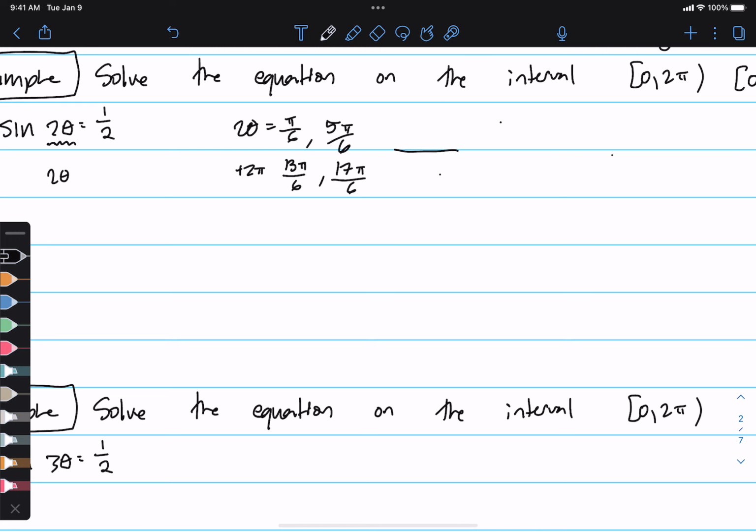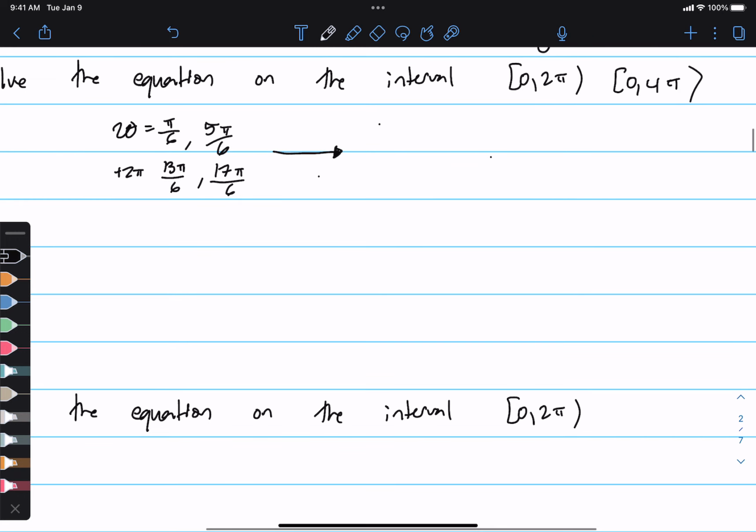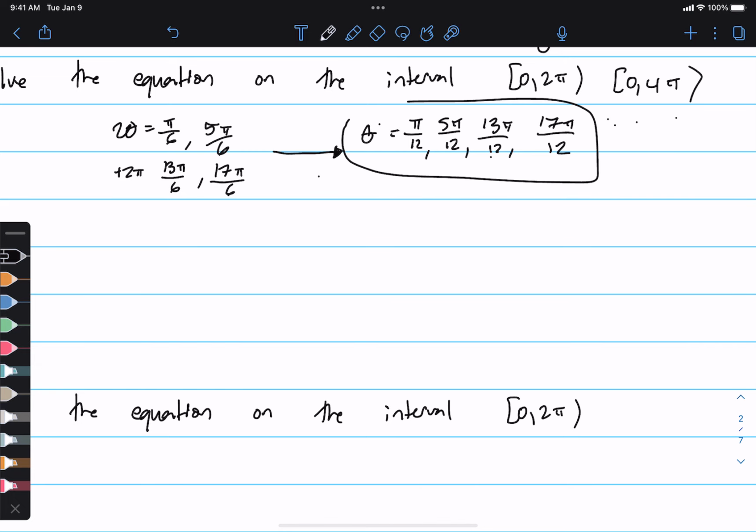And then to get back the theta values, all we're going to do is divide by 2. So that means that theta is going to equal pi over 12, 5 pi over 12, 13 pi over 12, or 17 pi over 12. And these are solutions.